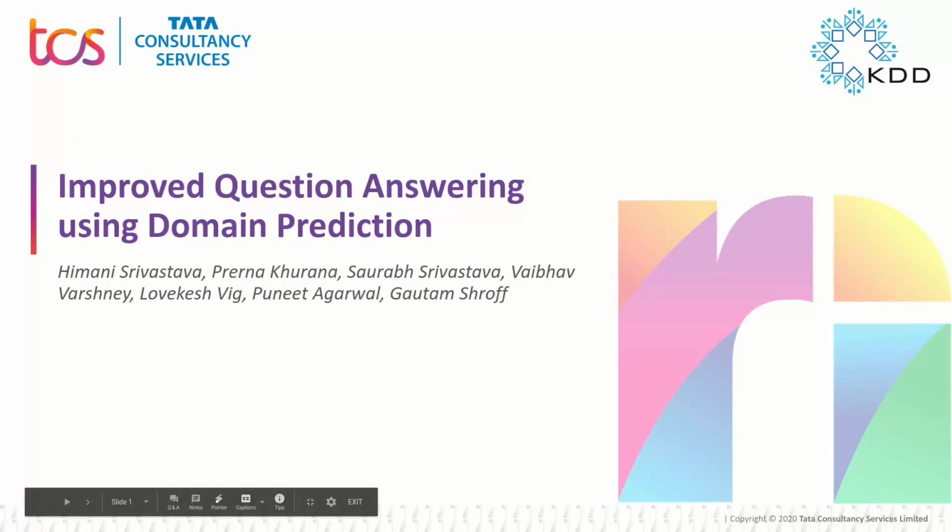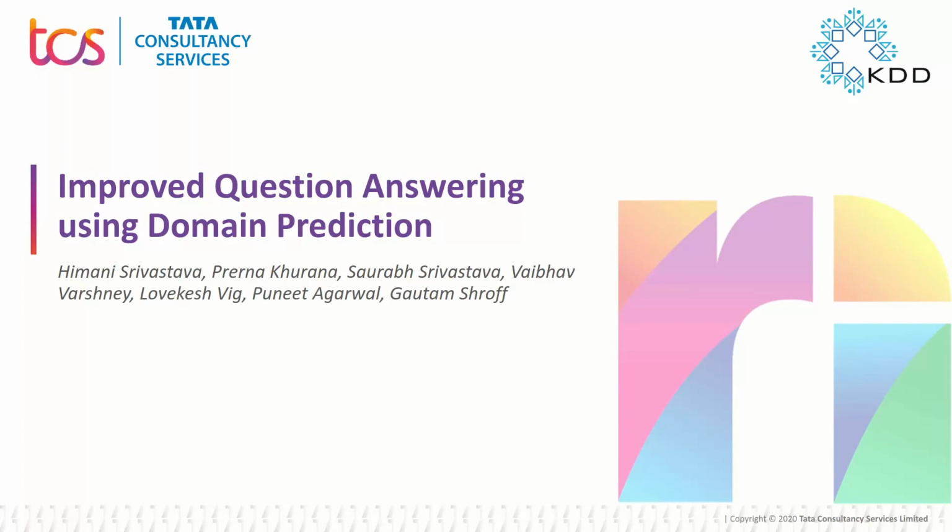Improved question answering using domain prediction. As the title of the paper suggests, in this paper we are using additional domain information in order to improve our existing question answering system, and we are doing question answering over a knowledge graph. So what is question answering over a knowledge graph?